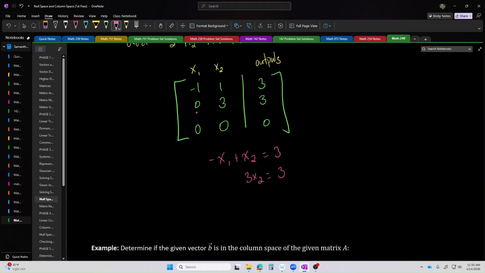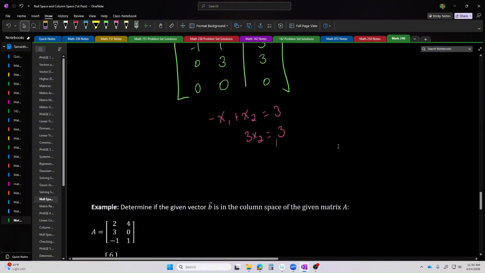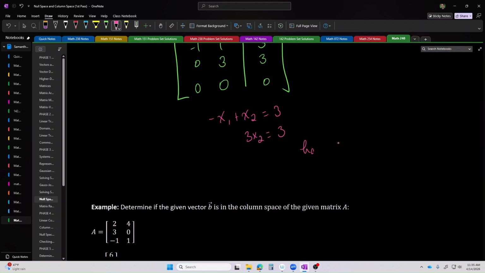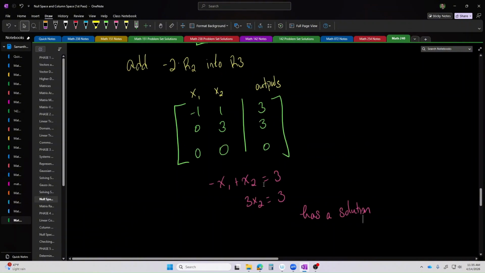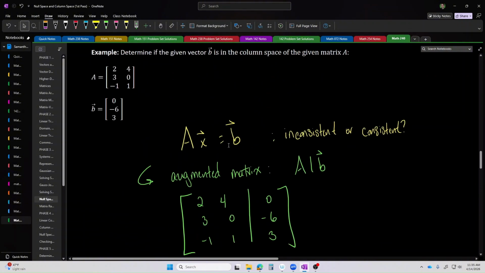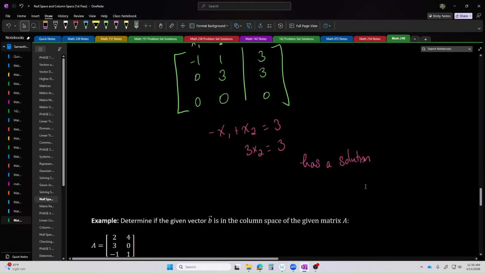And I don't have to solve this. I only have to recognize that this system has a solution. I'm not getting any impossible requirements here like 0 equals 5 or 0 equals 6. I'm getting 2 equations that both can be solved for x1 and x2 perfectly well. So this matrix equation, Ax equals b, would have a solution. So I could conclude that this b is in the column space of this matrix.